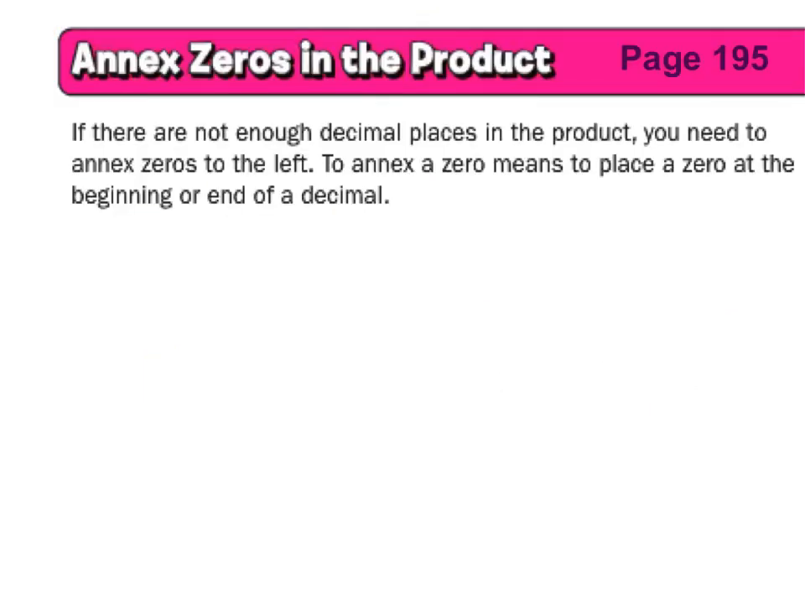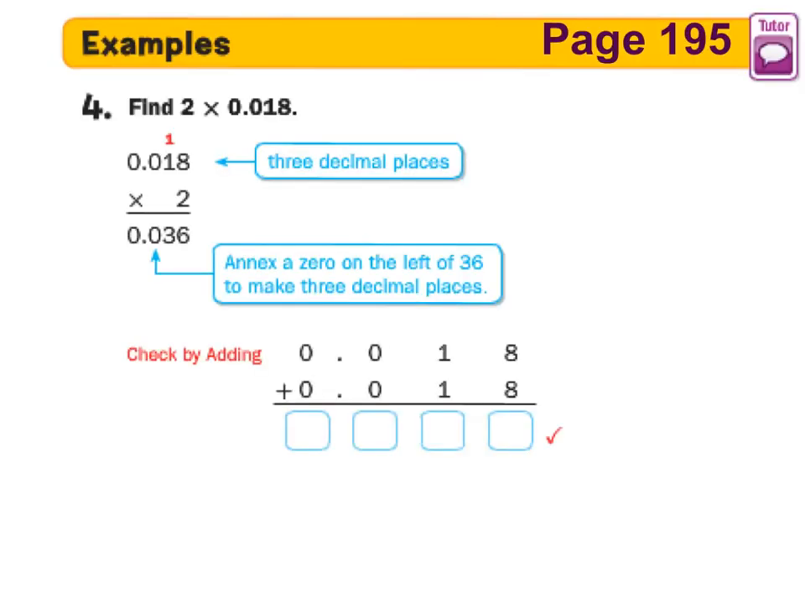Now, what happens if we do our multiplication and we don't have enough numbers to place the decimal point correctly? Well, then we're going to have to annex zeros, and we're going to put them to the left. If we put them to the right behind the decimal, it doesn't change the place value, so we need them in front. So annex a 0 means to place a 0 at the beginning or the end when we need it. So let's try example number 4 here.